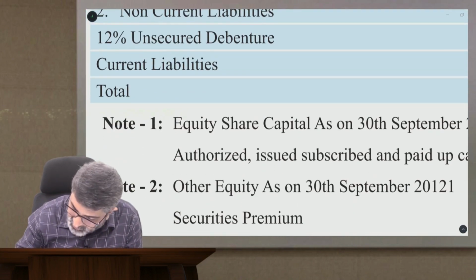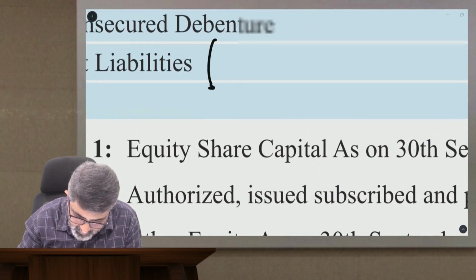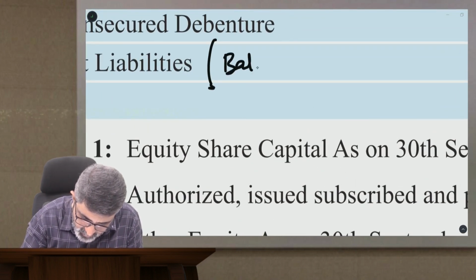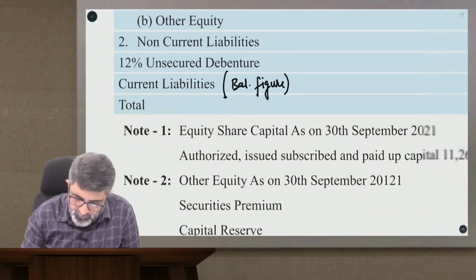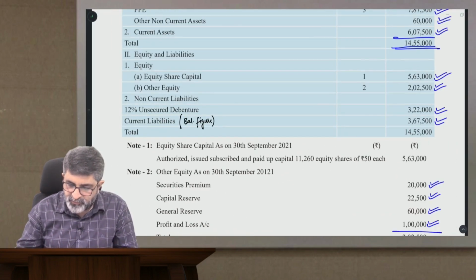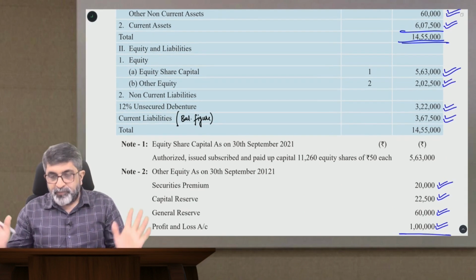The current liabilities over here, you can put this as balancing figure. And your task is done. Your task is done.